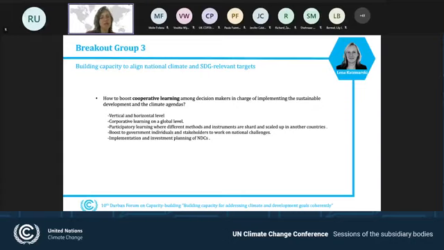And then we also talked a bit about the implementation and investment planning for NDCs, because when we look at this in a coherent and integrated manner, SDGs are also incorporated in this and can be integrated so that cooperative learning can also be used across the board, and not only for the NDCs or for investment planning and budgeting for climate mitigation, but also adaptation and sustainable development. Thank you so much. I'm giving back to the moderators.